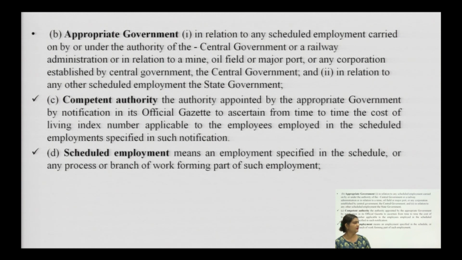Now, next is competent authority. As we have studied in so many previous acts, all the acts have been provided with certain authorities to take decisions, to regulate or to exercise various provisions provided in the act. So, here also we have a competent authority, and competent authority means the authority appointed by the appropriate government by notification in its official gazette to ascertain from time to time the cost of living index number applicable to the employees employed in the scheduled employment specified in such notification.